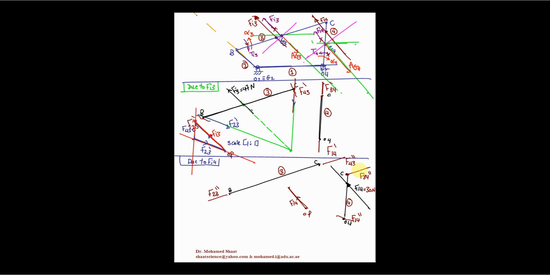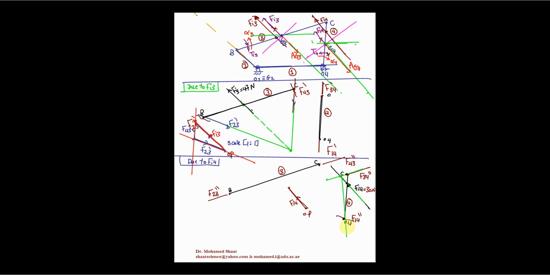I'm just gonna extend this force with a line and extend this force with a line. These 2 lines are gonna intersect together in a point. From this point, I'm just gonna connect this point to the point O4. This way, this is gonna give us the direction of the force. So this green line is the direction of the force F14.